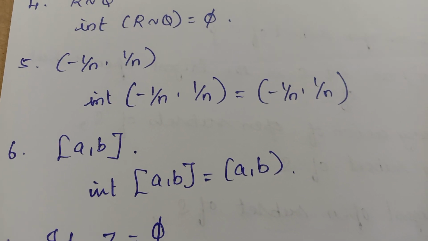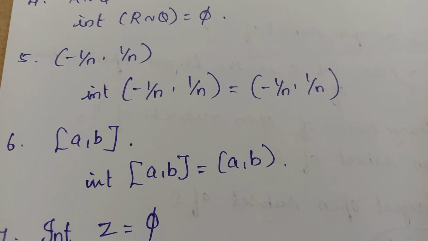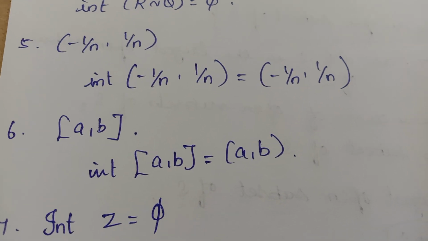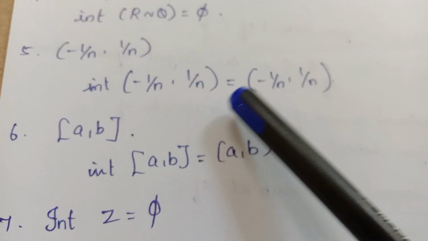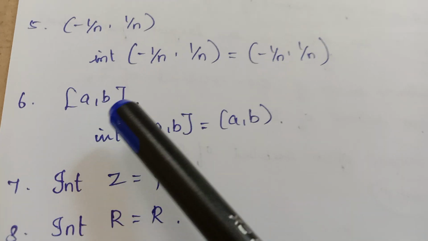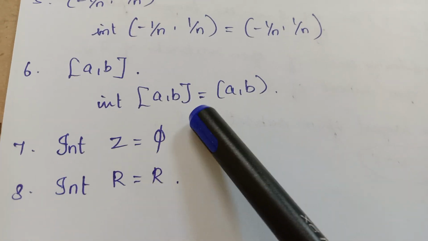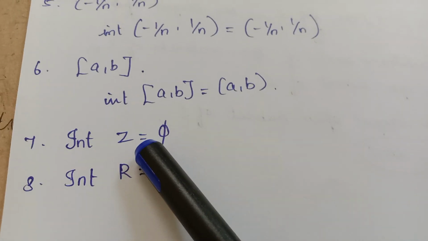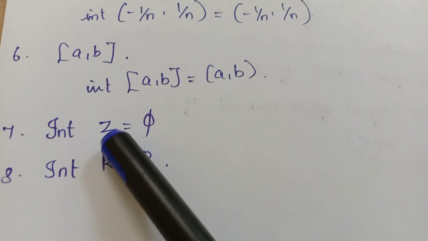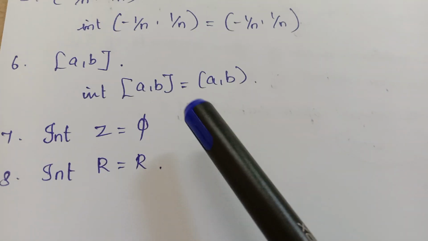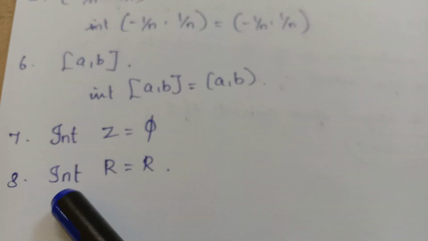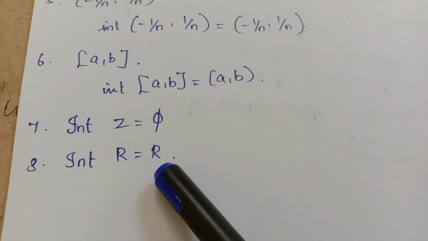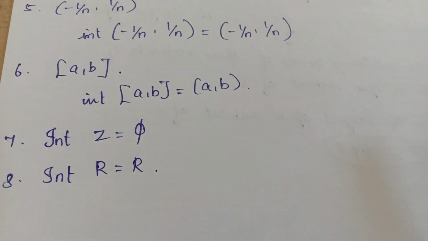Empty set. Then the interior of any open interval equals the interval itself. Okay, that is, the interior of the open interval minus 1 by n to 1 by n is equal to the same set. The interior of any closed interval equals the open interval a comma b. The corner points are not included. Okay, then the interior of Z equals empty, because Z is what? A discrete set, no? A discrete set has no interior points. And the interior of R equals the full set R itself. Okay, right. That's all. Thank you.